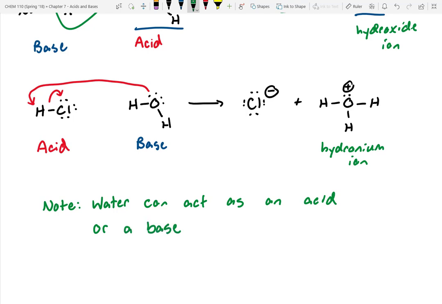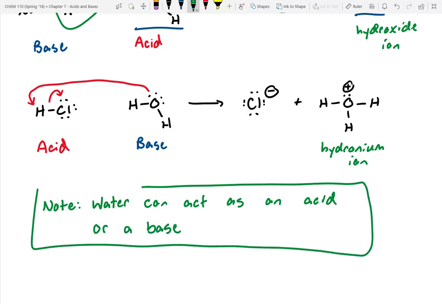It doesn't really have a strong preference in either direction. Make sense? All right. Let's jump into strong acids and bases next.